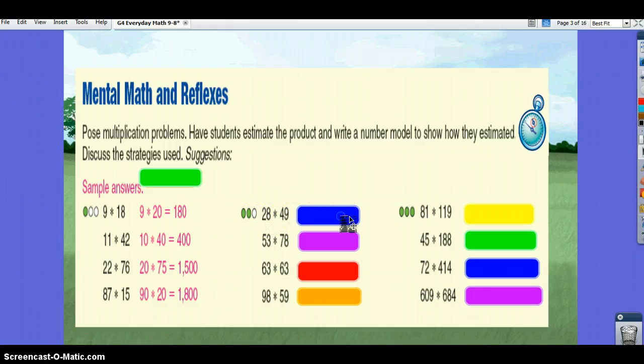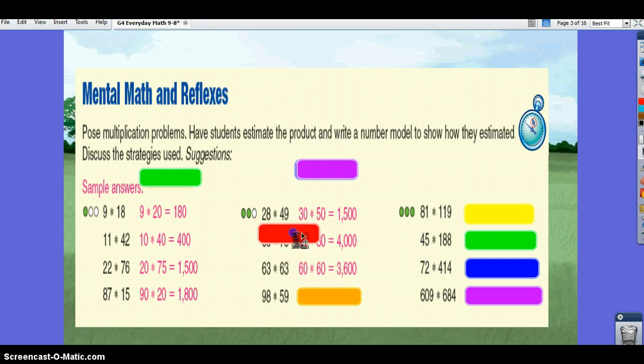3 times 5 is 15, 2 zeros, 1500. 53 times 78, 53 would round down to 50, 78 would round up to 80, so 5 times 8 is 40, 2 zeros, 4,000. 63 times 63, that'd be 60 times 60. 6 times 6 is 36, 2 zeros, 3,600. And 98 times 59, I would make that 100 times 60, 1 times 6 is 6, 3 zeros, I would do 6,000.